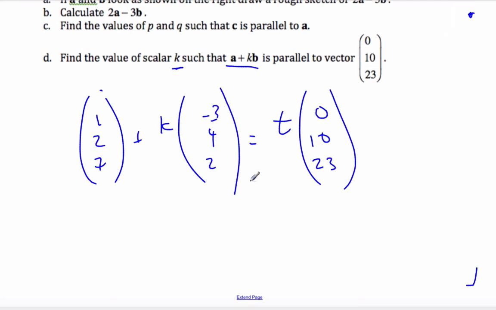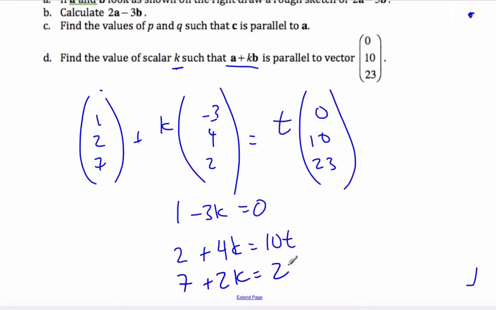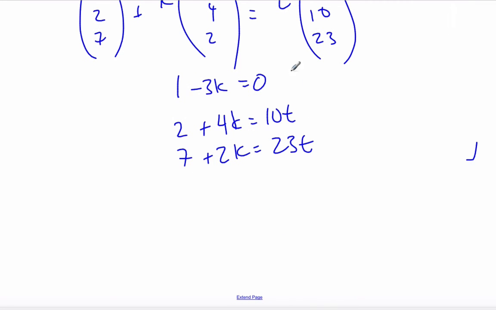So in order to solve our scenario here, I'm going to make some equations. I'm going to look at my x component: 1 plus -3k is equal to 0. I'll move the 1 over. And 2 plus 4k is equal to 10t. But I also know that 7 plus 2k is equal to 23t. Now, I have 3 equations. This is my x, my y, and my z.